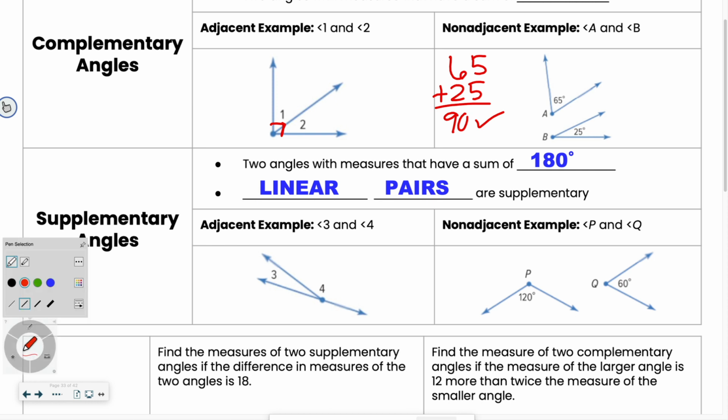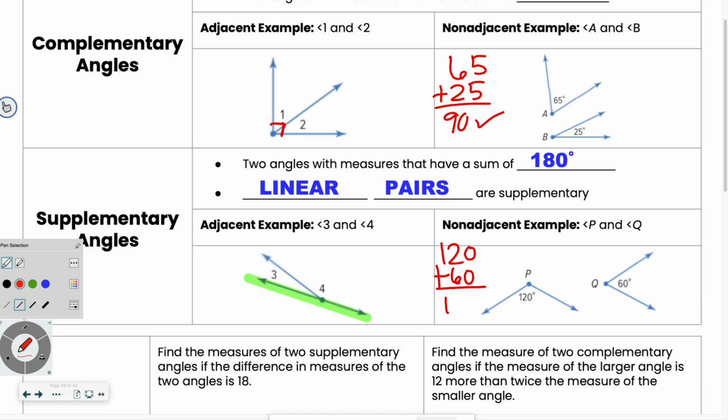So you would automatically know angles 3 and 4 are supplementary because they make that straight line right there. So they would add to 180. And then on our non-adjacent pair, you could just do the math, right? What's 120 plus 60? Yeah, it checks out.